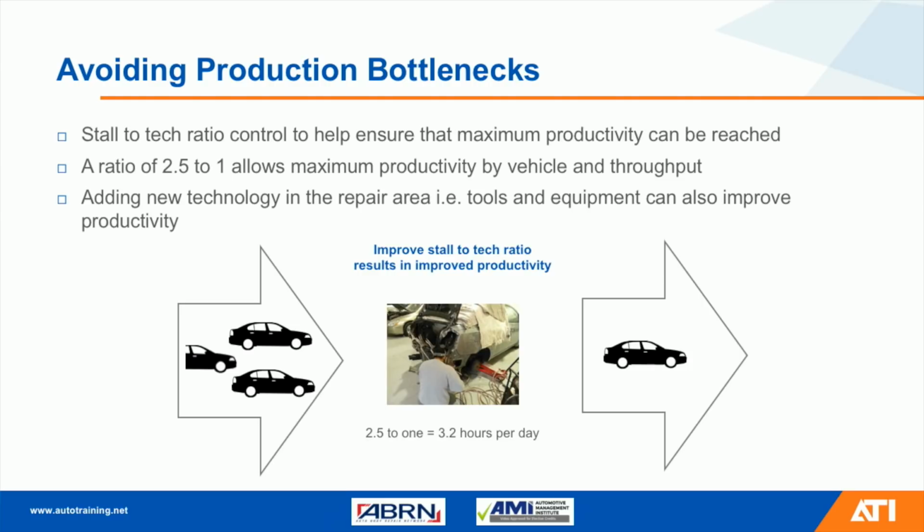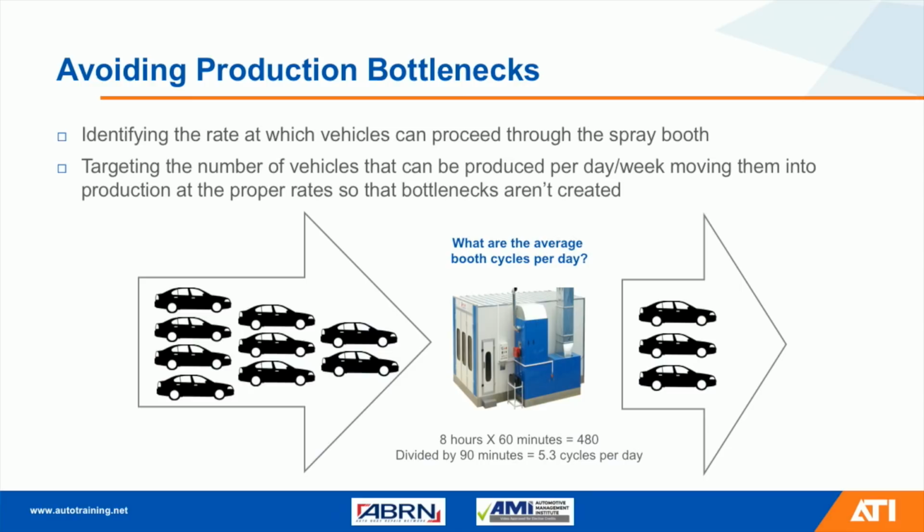And then we've got to look at what's our booth consumption, which we'll see on the next slide, which tells us how many cars we can get through the booth. So we're trying to identify the rate at which the vehicles can proceed through the spray booth. So if you use the base calculation on a downdraft booth, we get 480 minutes that we would have looking at an 8-hour day. Then we divide that back by 90 minutes, which is the typical booth time that we would have for an end-to-end cycle in the booth.